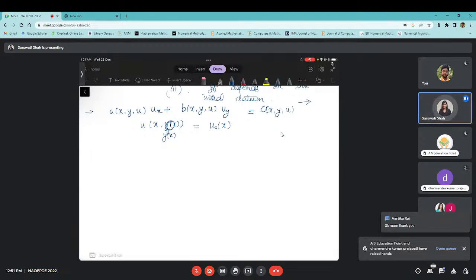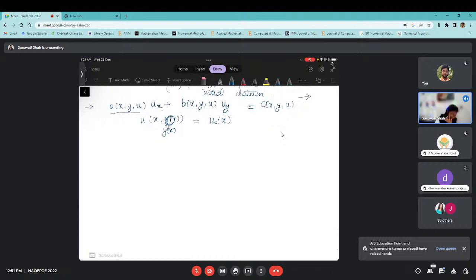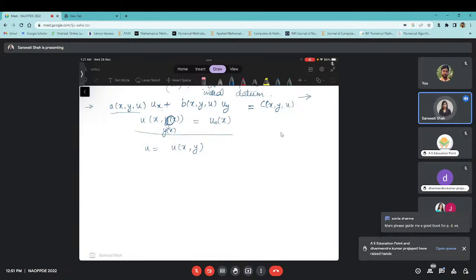So here we can see that the coefficient of this first order partial derivative is a function of x, y and u as well. It means it comes in the class of Cauchy linear partial differential equations. So we want to find the solution of this problem satisfying the initial datum u(x, y(x)) equals u naught of x. So what will be the solution? The solution will be of the form u equals u(x, y).